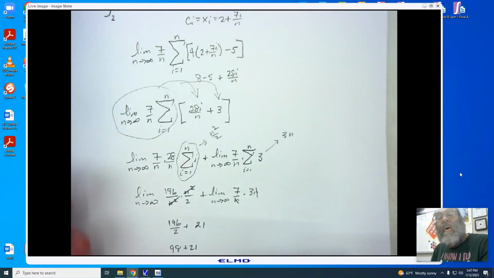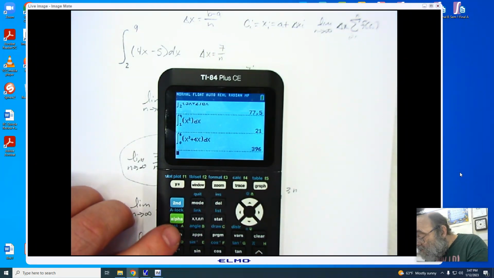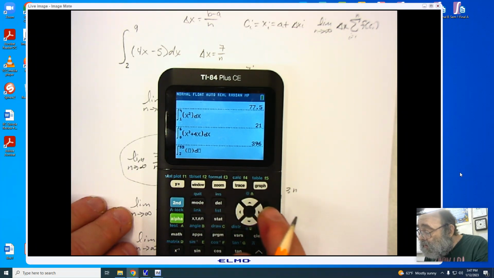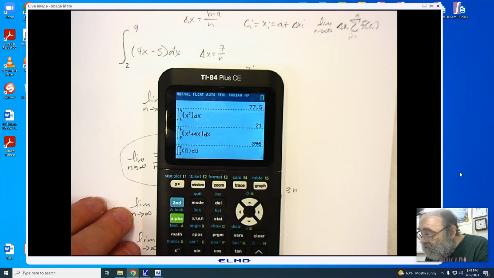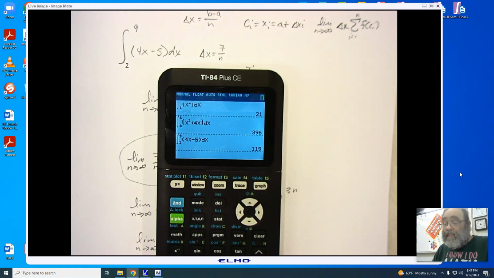We're now going to go to our calculator and check our answer. Turn on your calculator and hit math 9, 2 up to 9, and inside the parenthesis, put 4x minus 5. Don't forget your dx, please. Hit enter. Notice we get 119.